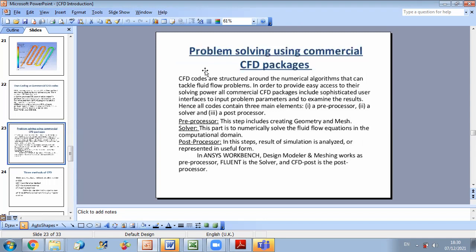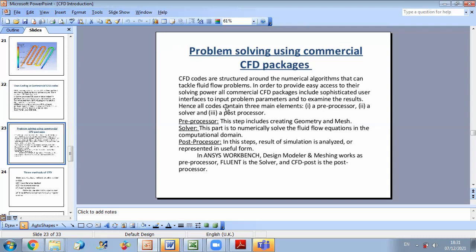Okay. Now, problem solving using commercial CFD packages. CFD codes are structured around the numerical algorithms that can tackle fluid flow problems. In order to provide easy access to their solving power, all commercial CFD packages should include sophisticated user interfaces to input problem parameters and to examine the results.